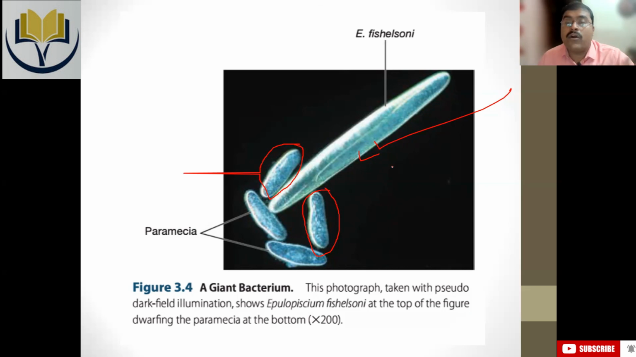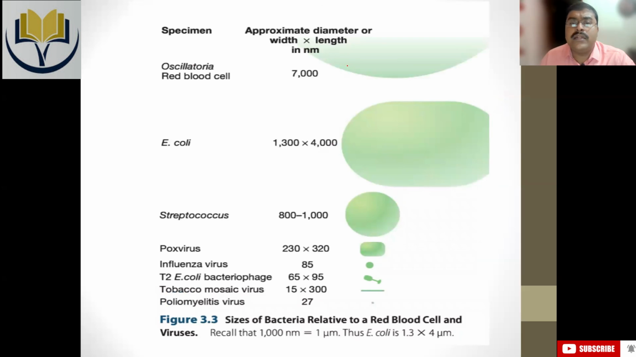Whatever our concept is, that bacteria means a very small organism. No. Nowadays, several bacteria have been identified which have a huge structure. So these bacteria are known as giant bacteria. If we look at the different sizes of bacteria, E. coli is in quite a good range of size. This is the cell structure of E. coli in comparison to a streptococcus.